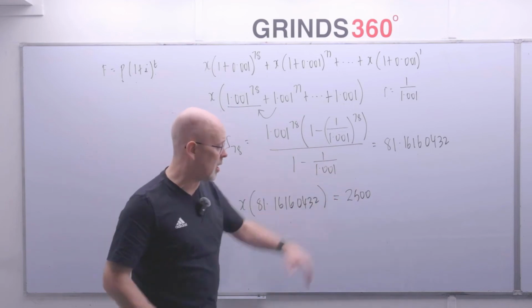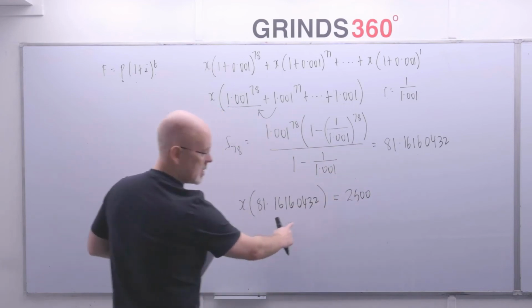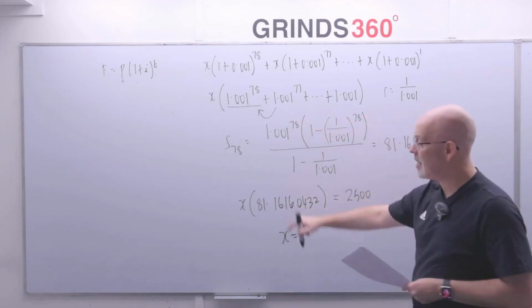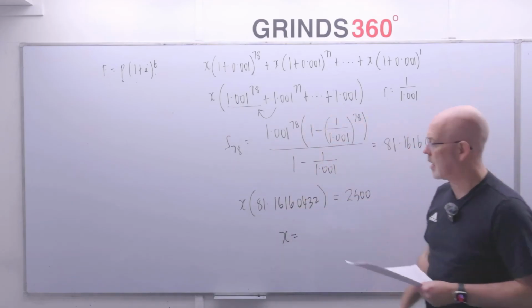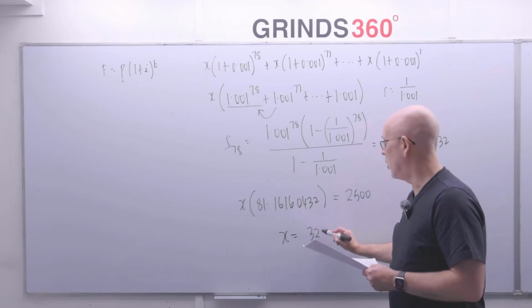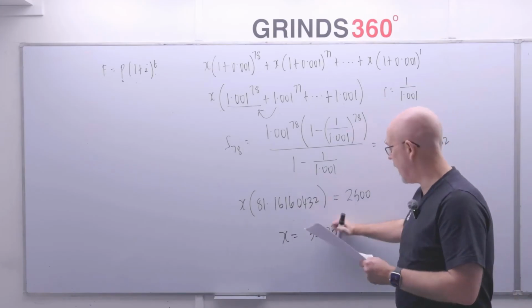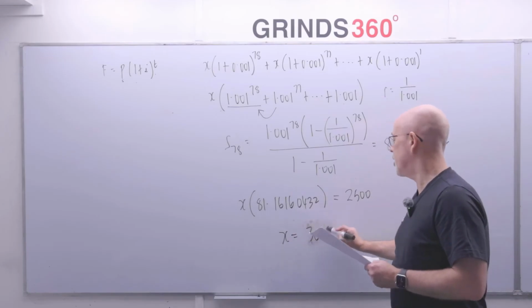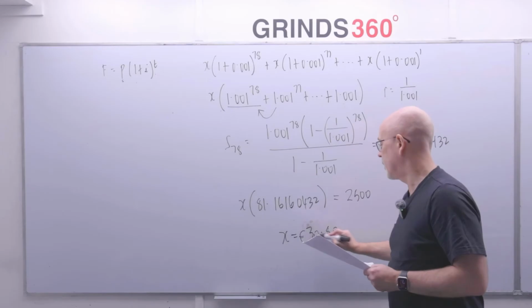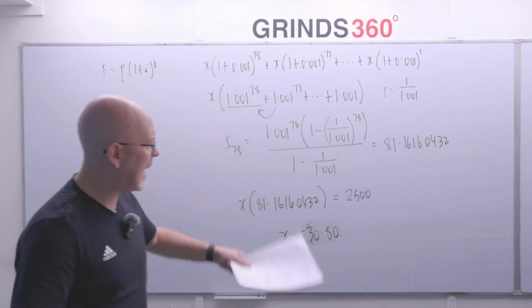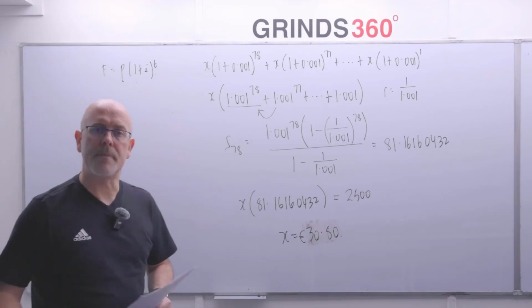So you just divide across, divide 2,500 by this number here, all right? And you get that x, it's 2,500 divided by 81.16160432. Use your answer button there, and it comes out at like 32.05. No, 38, sorry, 30.80. Okay, so it's €30.80. So if he saves €30.80 every week for the next year and a half, he'll have his €2,500 raised.